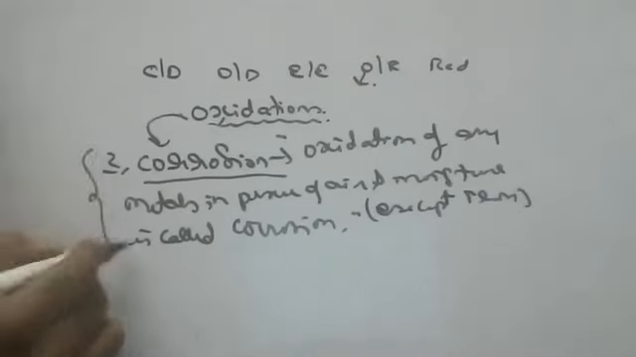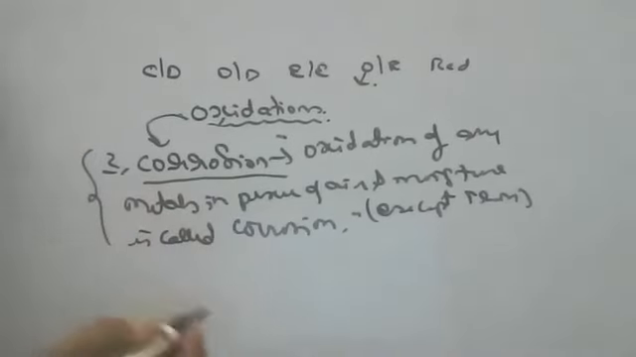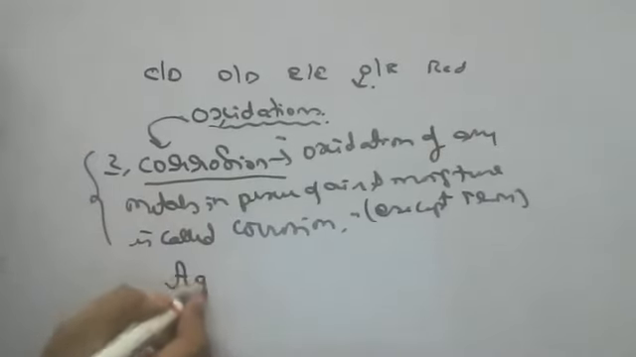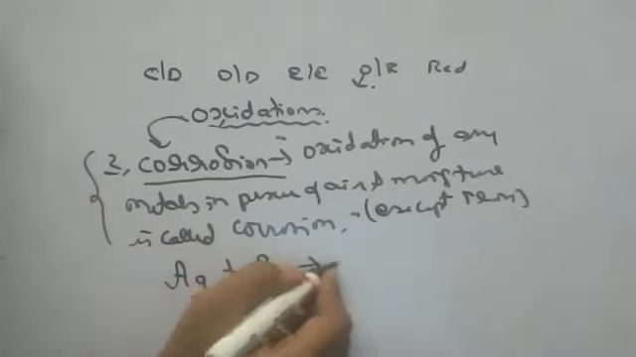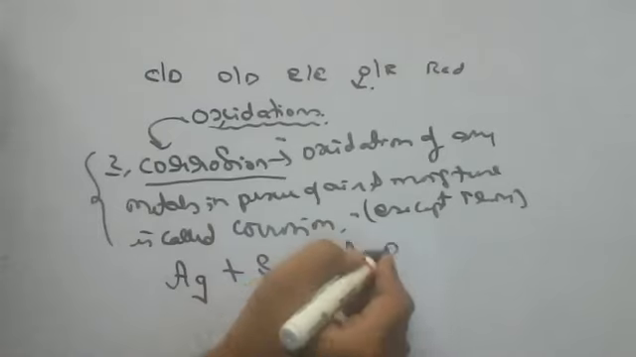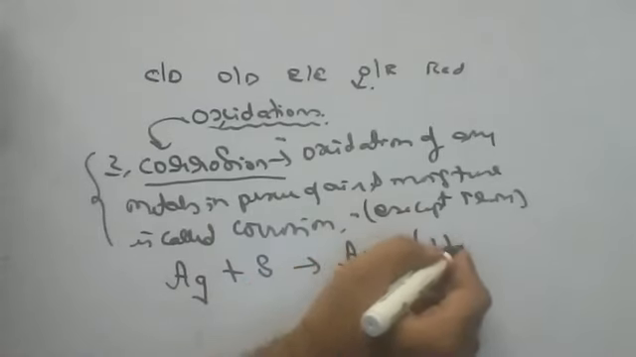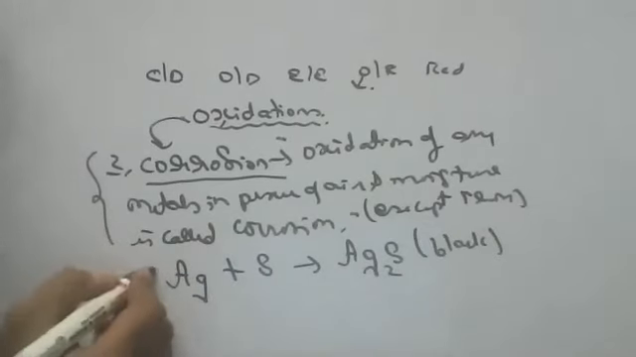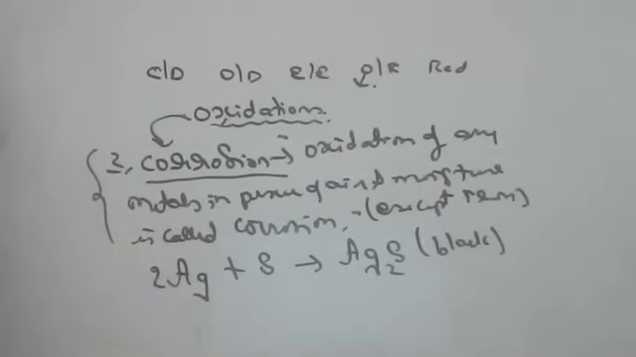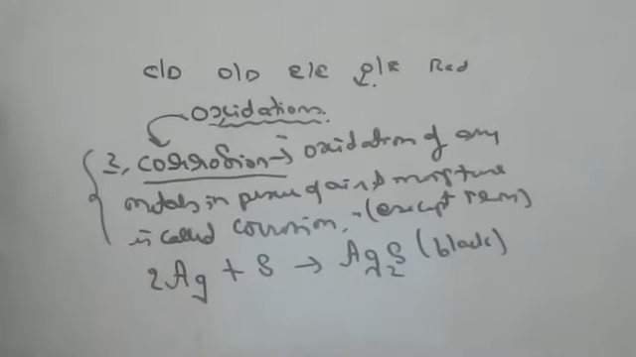What is corrosion, children? Oxidation of any metals. Suppose, children, in your house silver is there. Silver reacts with sulfur in the air and forms black silver sulphide. Black color. If you keep silver articles outside, after some days they will become black. Why will it become black? It is because of oxidation. Then you will get a doubt: Sir, you are saying oxidation, here there is no oxygen.